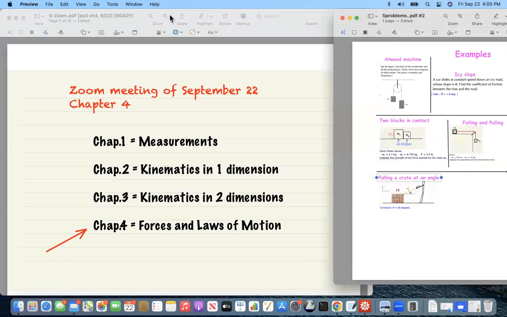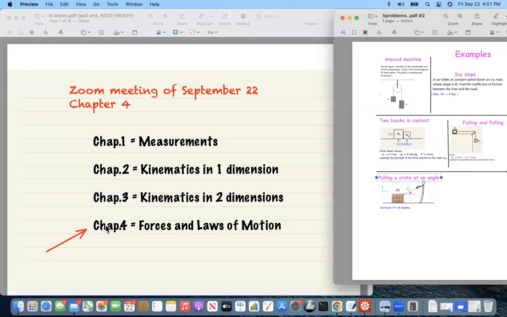So this is a Zoom meeting for Physics 231C. We're finishing this week and Monday, chapter 4 of the textbook. So we've already finished chapters 1, 2, and 3. 1, 2, and 3 are really just on math.